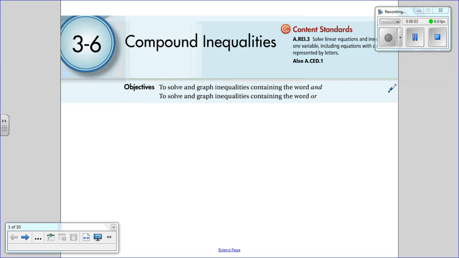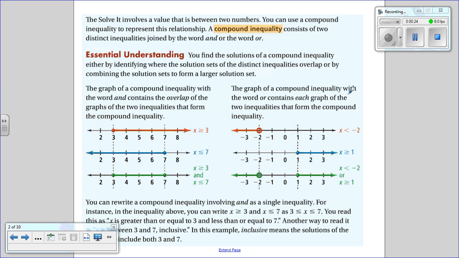This is chapter 3, section 6. So now we're getting into compound inequalities. What we're looking at, we want you to be able to solve and graph inequalities with the word "and" with the word "or." So a compound inequality is just two separate inequalities combined into one.